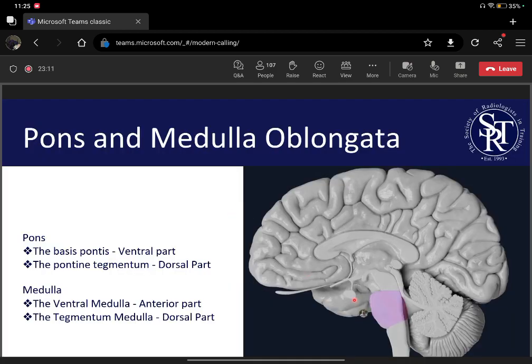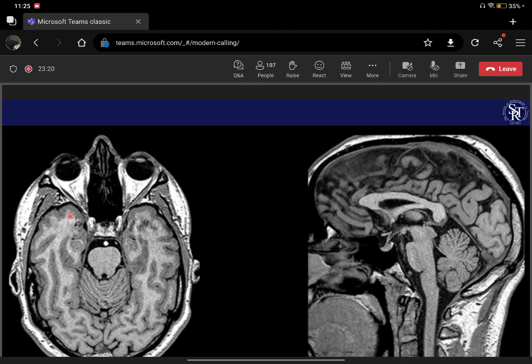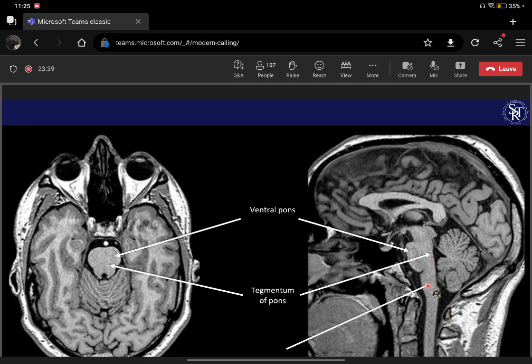Now, looking at the pons and medulla, they both have a ventral part, an anterior part, and a more dorsal part, which is the tegmentum. And on imaging, we can see here, this is the pons. We have the basilar artery just anterior to it. We're still seeing a lot of the temporal lobes, so we are not low enough to be at the level of the medulla. So that is the ventral pons. This is the tegmentum of the pons. And just below it, we have the medulla oblongata.